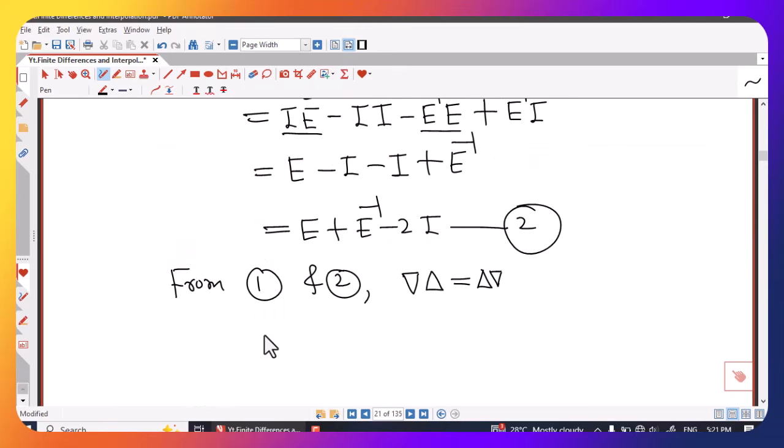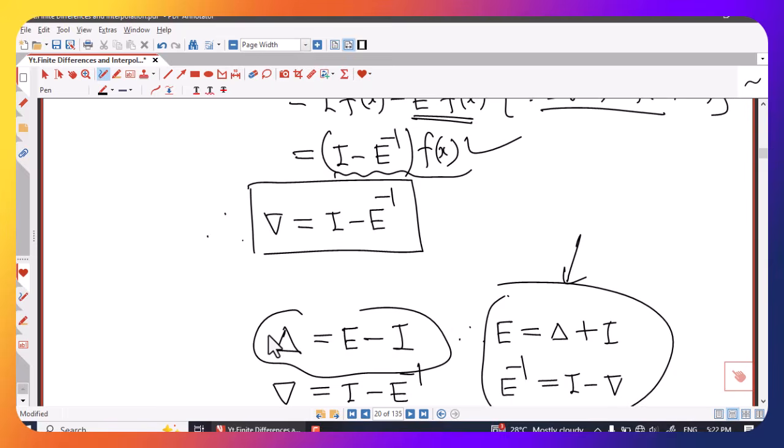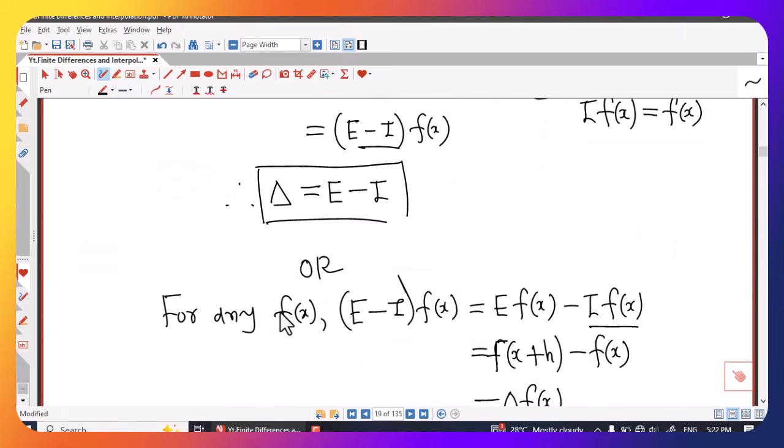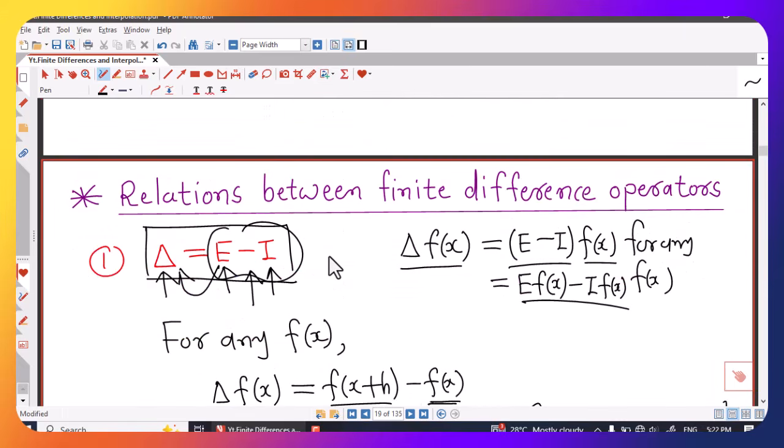So these are some standard relationships between finite difference operators, and this is all about this session.